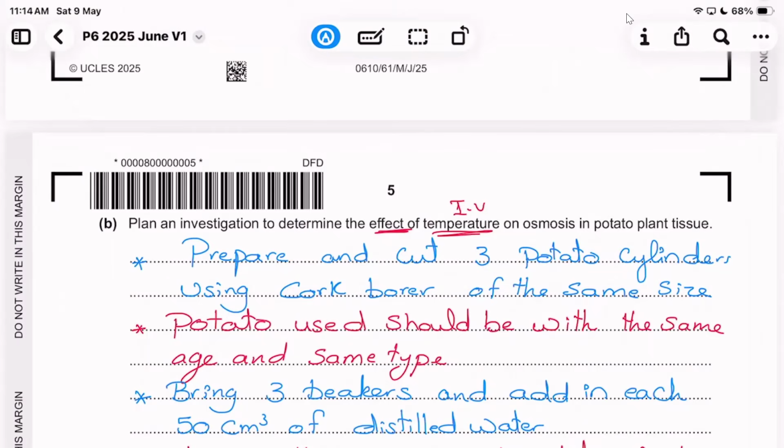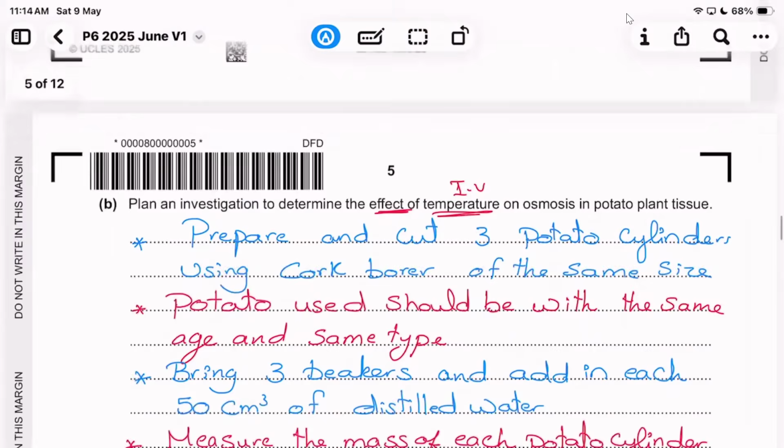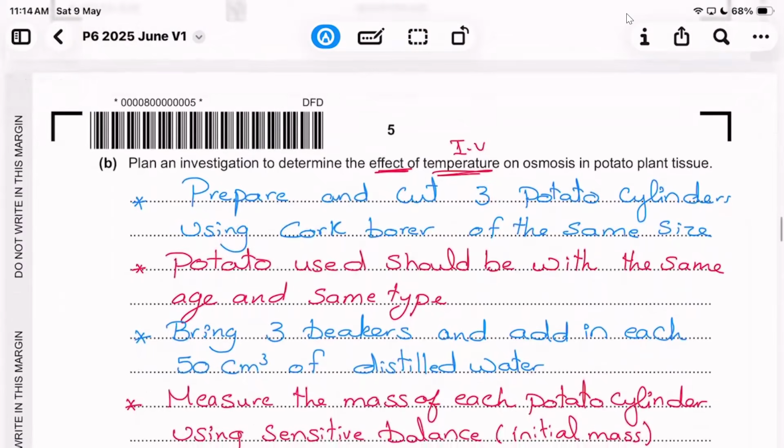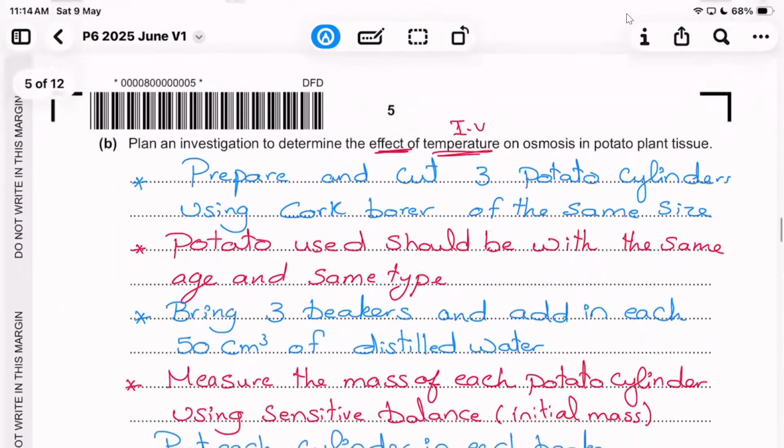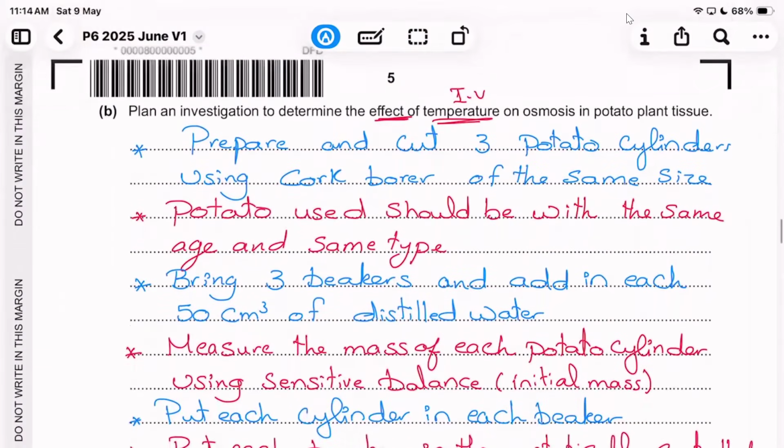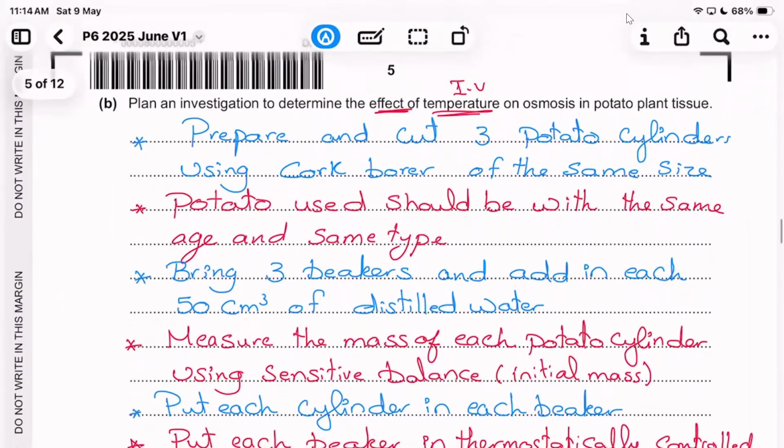Then we have to bring these potato cylinders and measure their mass using a sensitive balance to get a precise result, okay? And this mass is called initial mass, because at the end, we have to measure the final mass and calculate the change or calculate the percentage change in mass. After that, we have to put each cylinder in each beaker and put each beaker in a thermostatically controlled water bath to keep the temperature at different values.